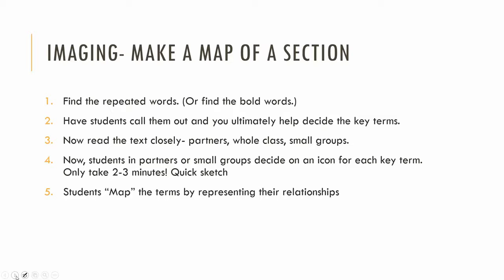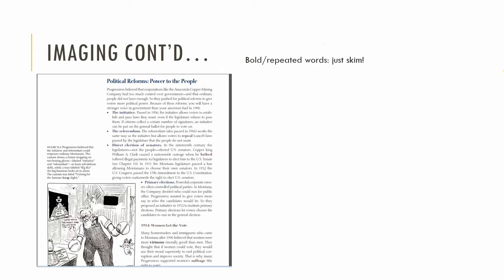For instance, one of them, I will show you in the next sample, they'll make just a very quick visual image for the words, and then they put those images together in a map that makes sense to them. So let's take a look, and we'll start with this one. I have political reforms, power to the people sample from the textbook.